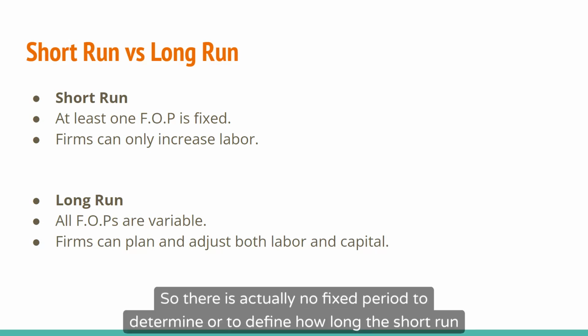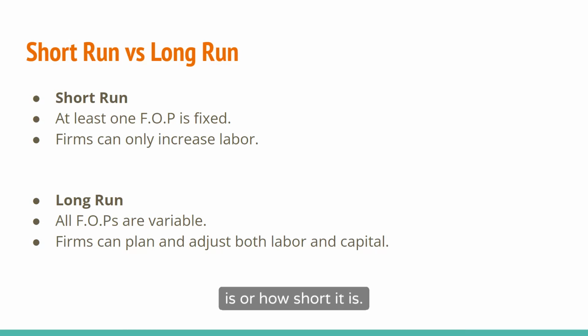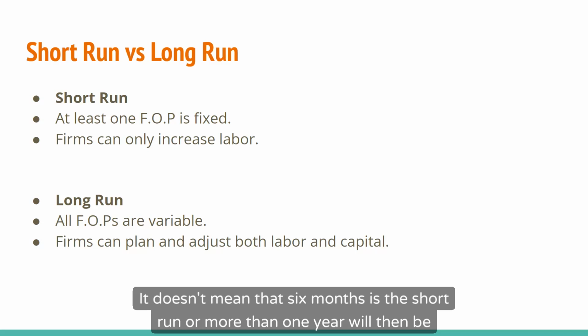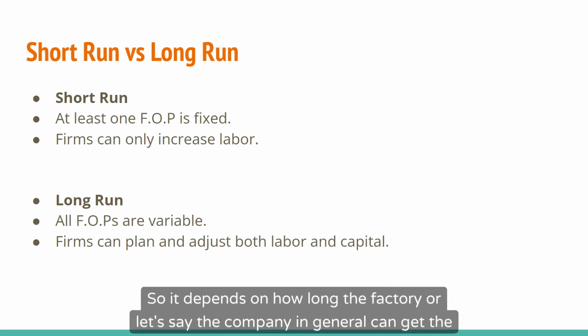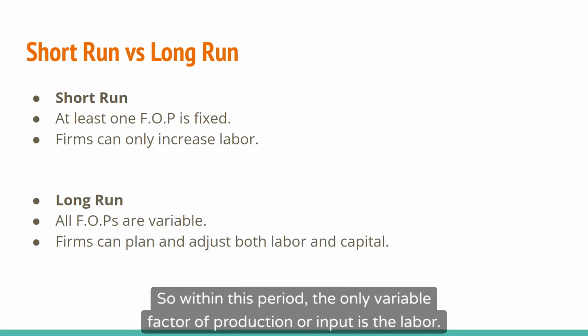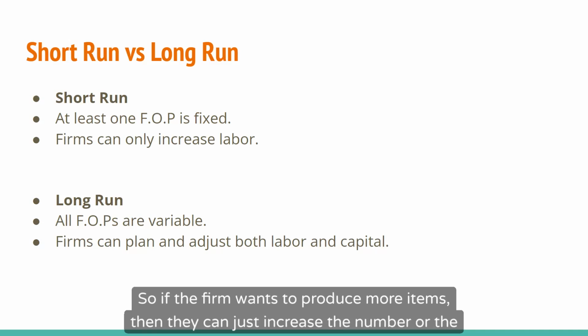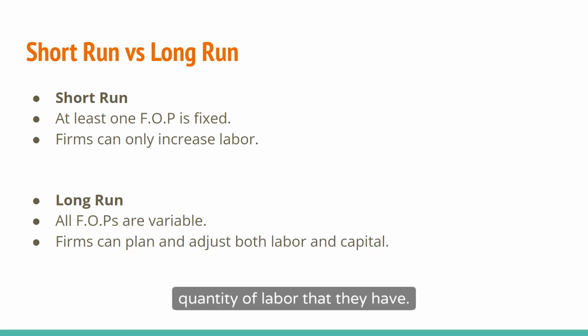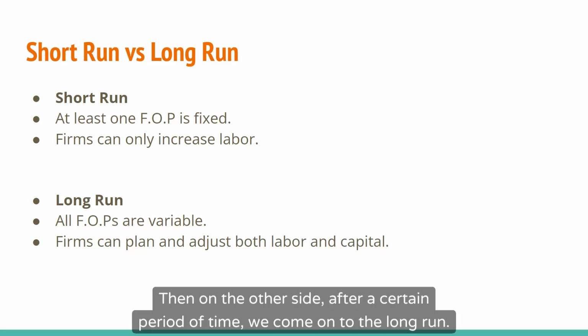So there is actually no fixed period to define how long the short run is or how short it is. It doesn't mean that 6 months is the short run or more than 1 year will then be considered the long run, right? So it depends on how long the factory or the company in general can get the capital goods, right? So within this period, the only variable factor of production or input is the labor. So if the firm wants to produce more items, then they can just increase the quantity of labor that they have.